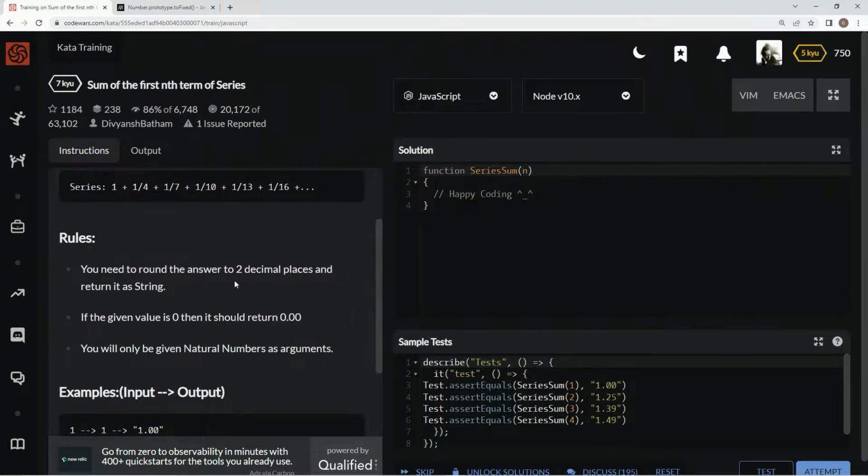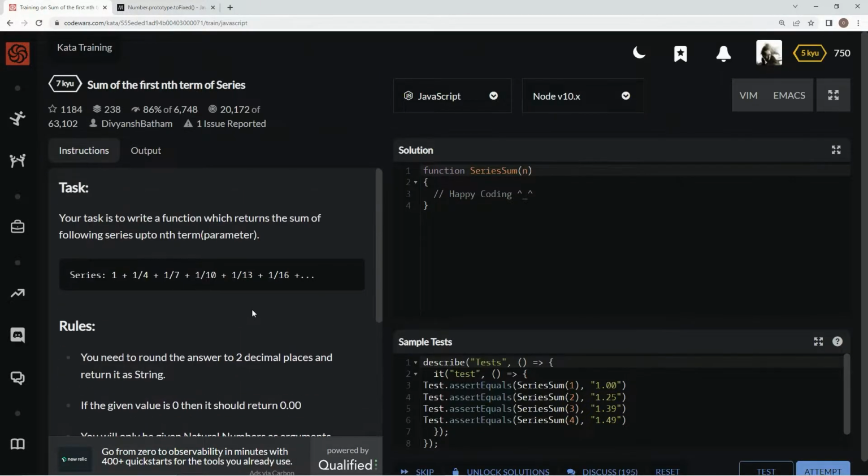Here are the rules. We need to round the number to two decimal places. We've got to remember that. And return it as a string as well. And if the given value is 0, then it should return 0.00. We will only be given natural numbers as arguments, just like this, right?